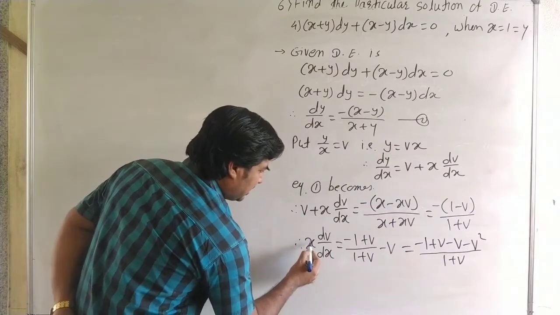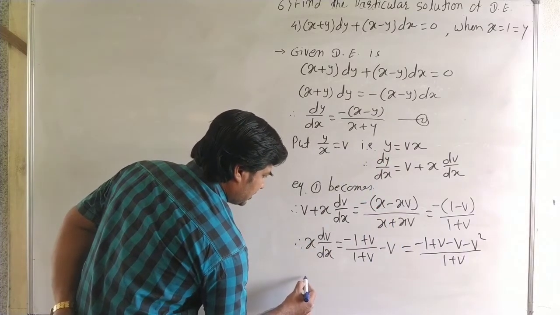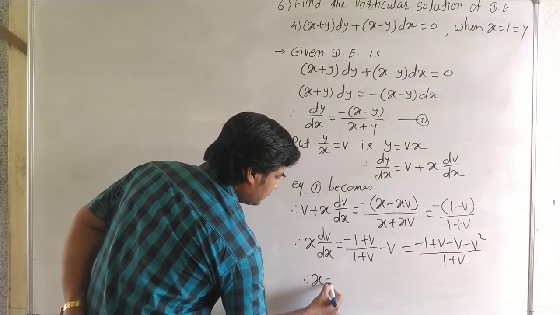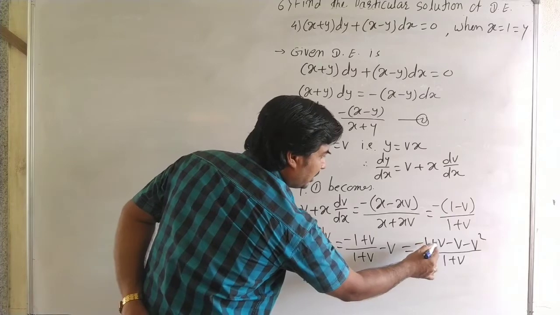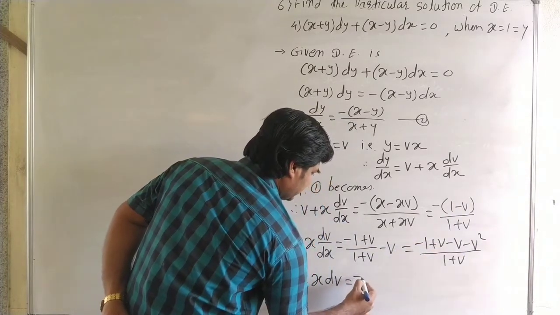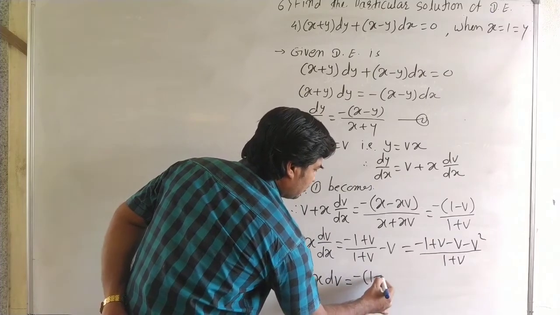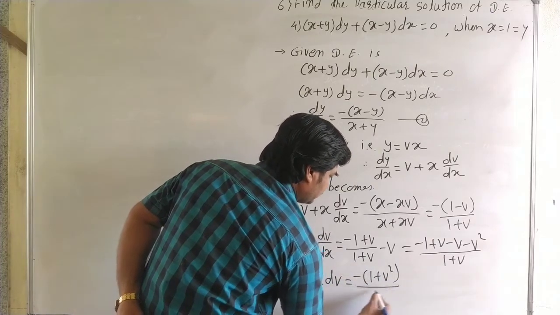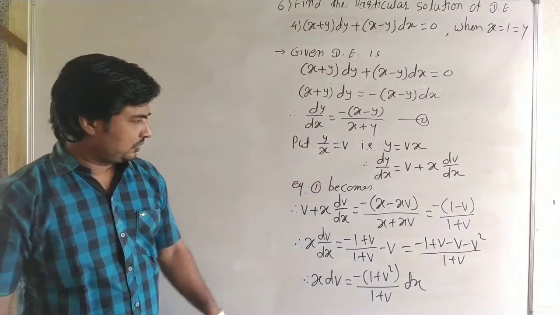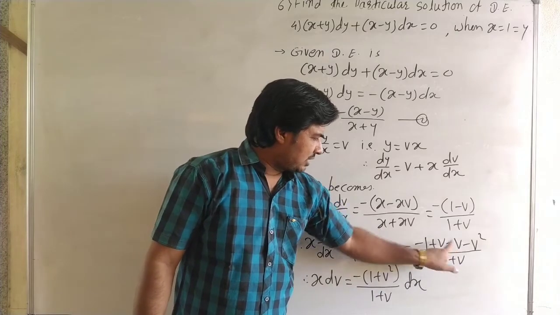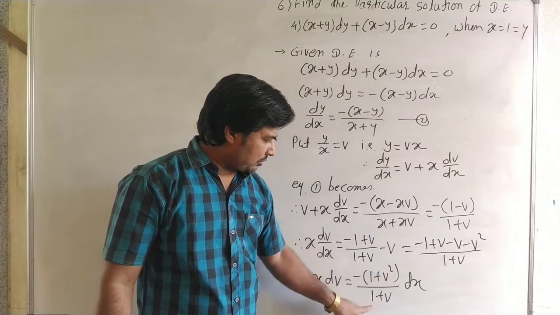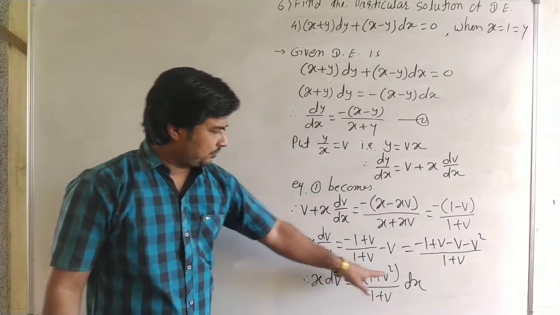Then it is x dv by dx, separate the differential coefficient, therefore it is x dv is equal to, here phi gets cancelled, minus 1 minus phi, it is minus 1 plus phi square upon 1 plus phi dx. See carefully this. Okay. Here phi gets cancelled, minus 1 and it is minus phi square, we take minus common, it is 1 plus phi square upon 1 plus phi, x dv, and here it is dx.